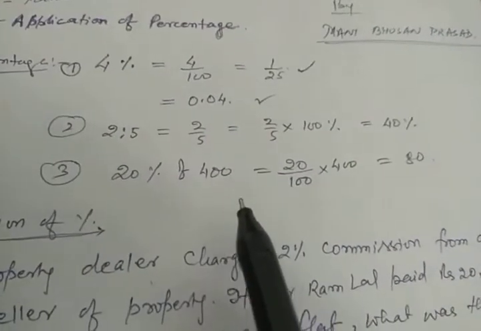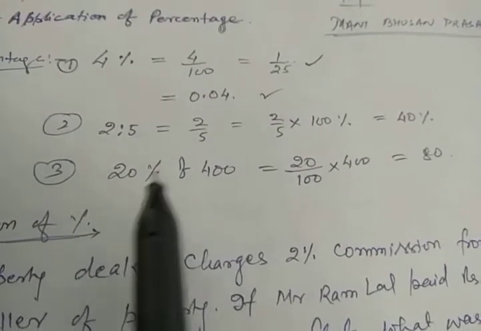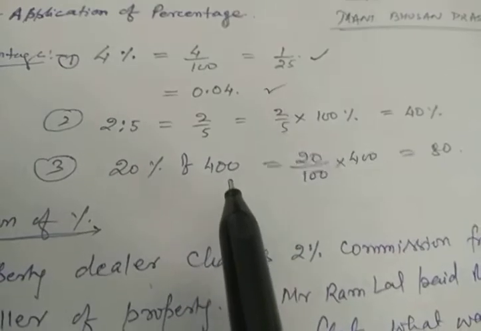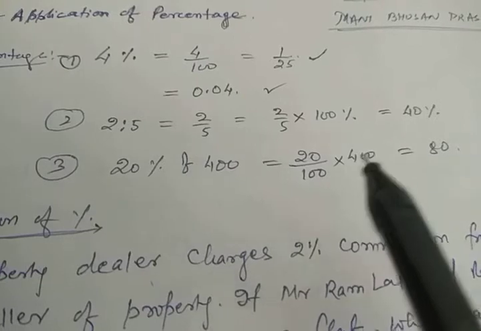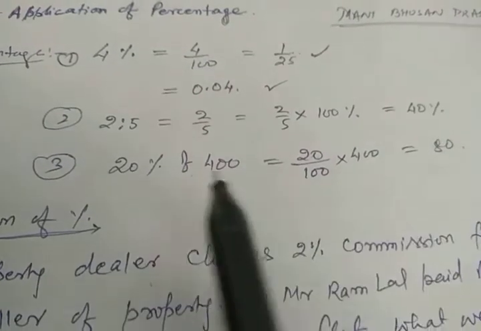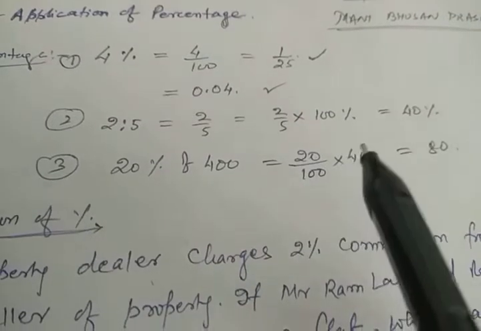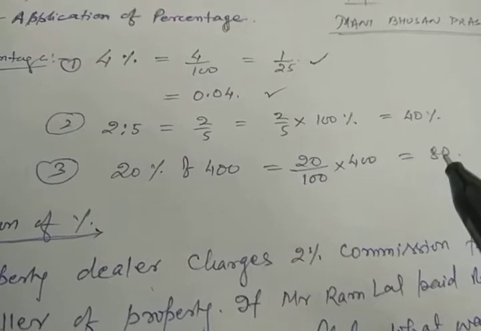You also know how to calculate the percentage from class 6 or 5. Just see, this is 20% of 400. How do you write it? 20 by 100 into 400. Of means multiplication. So 20 by 100 into 400. And if you simplify, you have the answer 80.